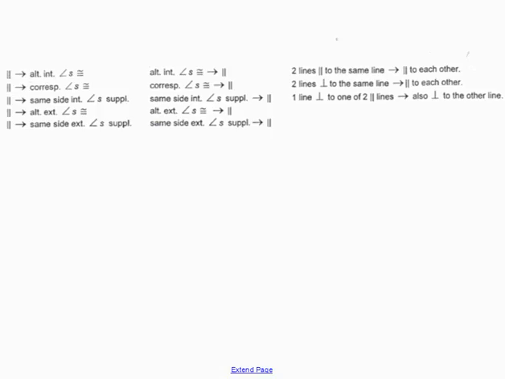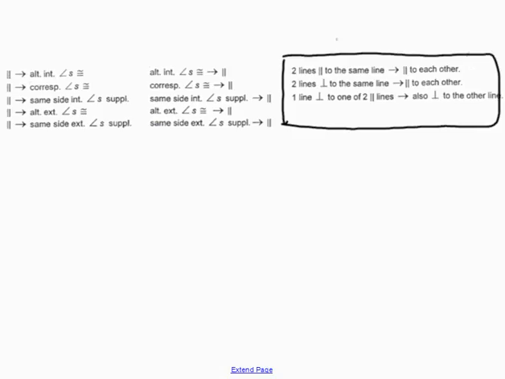We also have what you did yesterday. So these reasons are a little longer than the other ones you've been used to. But these are, if two lines are parallel to the same line, then they're parallel to each other. Two lines perpendicular to the same line, then they're parallel to each other. If one line is perpendicular to one of two parallel lines, it's also perpendicular to the other line.